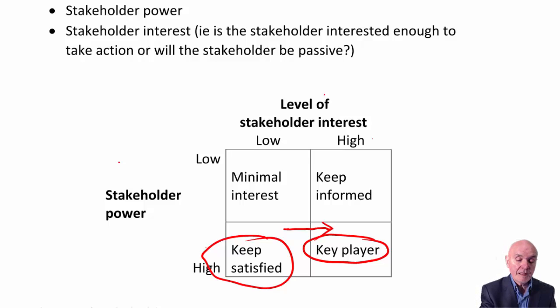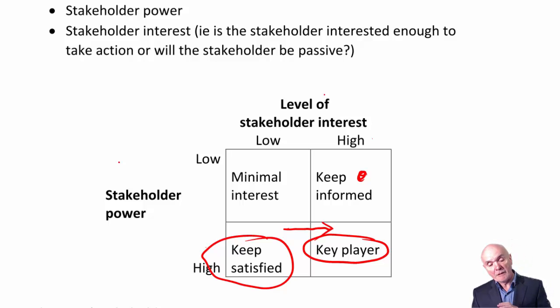Keep informed, up here. What about these keep informed people? These are people who are very active, very concerned, but they've got very little power. They are almost empty vessels in some way. A lot of noise comes from these people, but they can't do very much about it. Maybe the sort of example we've had in the past are people who protest against new airport expansions.